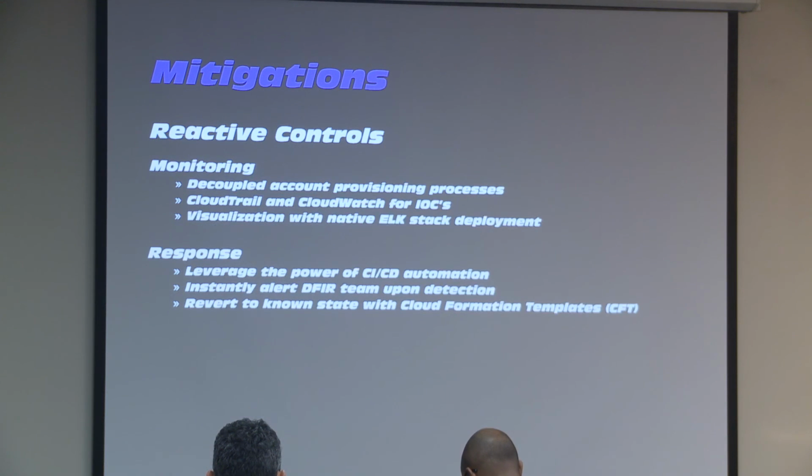Reactive: decoupled account provisioning, check CloudTrail and CloudWatch for IOCs, any sort of suspicious behavior. Maybe you could visualize some of these events with a native ELK Stack deployment within AWS. And then leverage the power of the CI/CD automation for your response, and instantly alert a DFIR team upon any sort of detection of malicious or anomalous activity. And then again, revert to a known state with CFTs or Terraform. If you detect something fishy, revert back to a known good state.